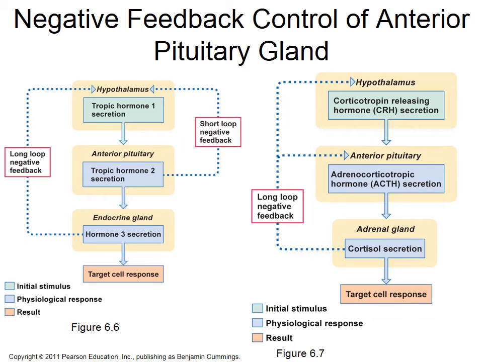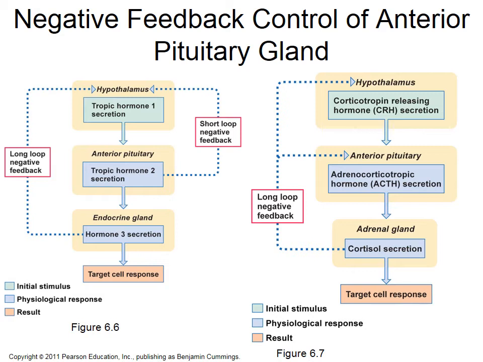The anterior pituitary hormones are regulated by negative feedback. So let's use one where there's actually names. The hypothalamus releases corticotropin releasing hormone, or CRH, which tells the anterior pituitary to release adrenocorticotropic hormone, or ACTH, which then acts on the adrenal gland and tells it to release cortisol. As cortisol levels rise, that cortisol negatively feeds back and stops the production of both ACTH and CRH.